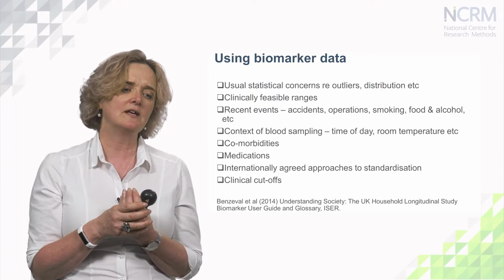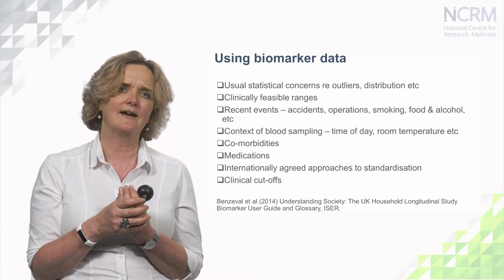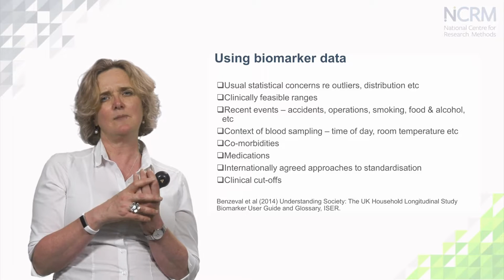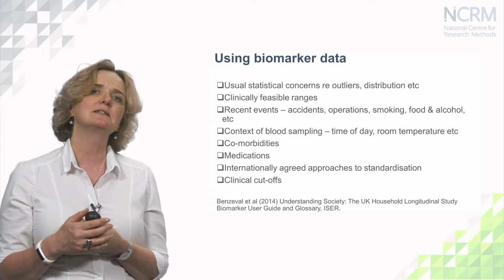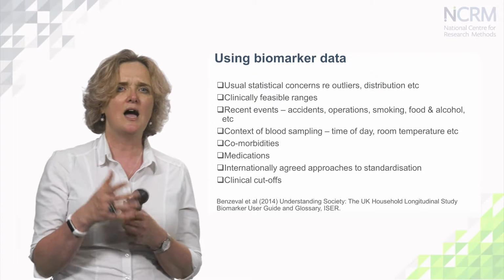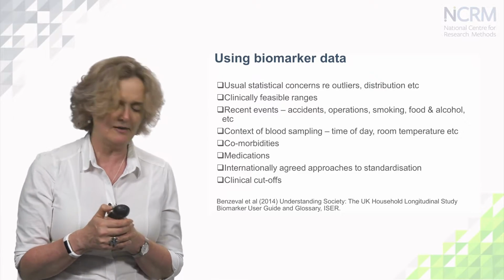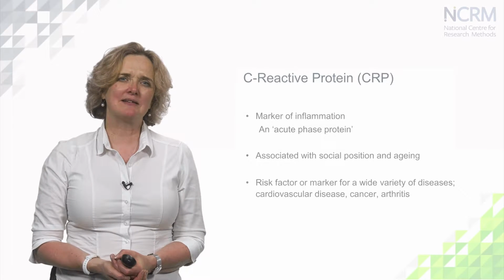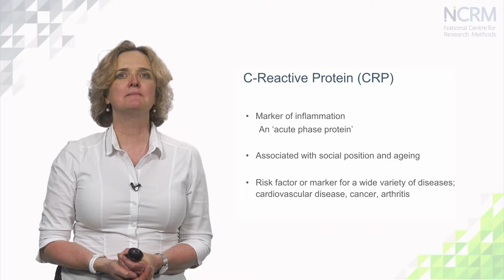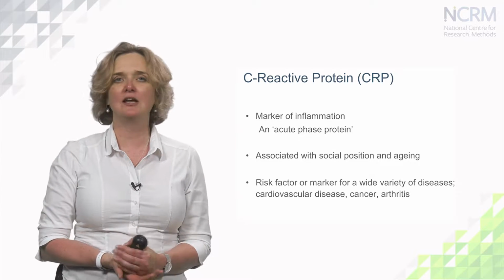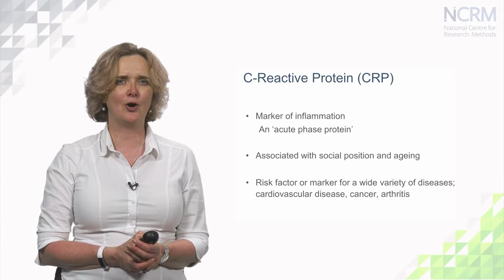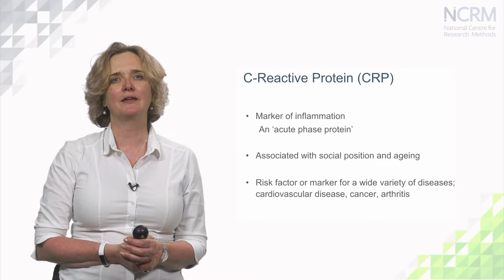So all these different things are important when analysing the data. And on the Understanding Society website, we have a glossary which explains them for all the different biomarkers and what you might do. And I'm just going to give you a few examples now. First of all, I want to talk about C-reactive protein. This is a measure of inflammation, which might be high just because you've got an infection, like a cold, or if you've bumped into something.